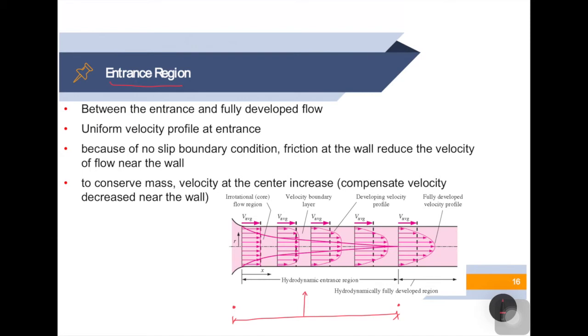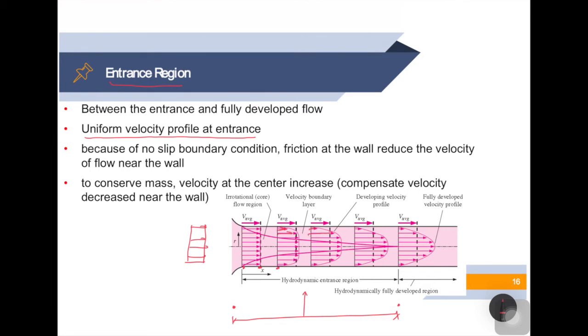Okay, what this is saying is that a uniform velocity profile enters at the entrance. So just at the entrance you can see that the velocity profile is uniform. Okay, because of the no slip condition, when the fluid strikes the boundary, the friction at the wall reduces the velocity, so the velocity is getting reduced.